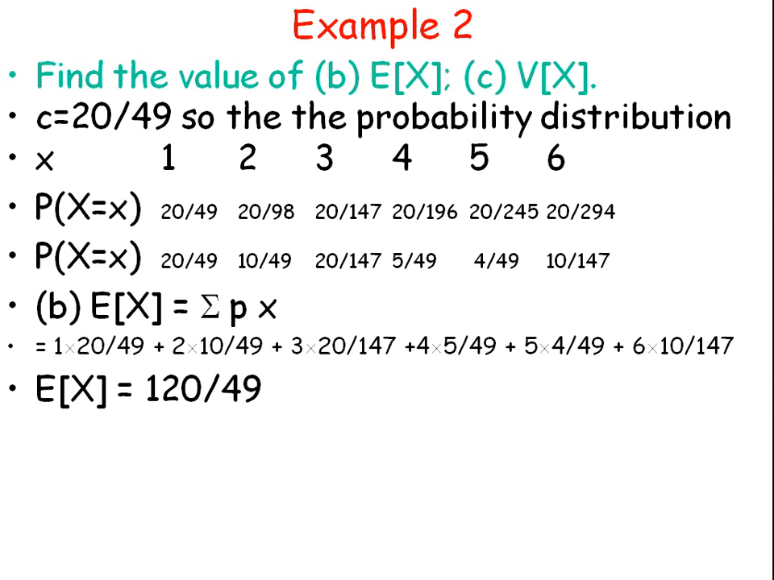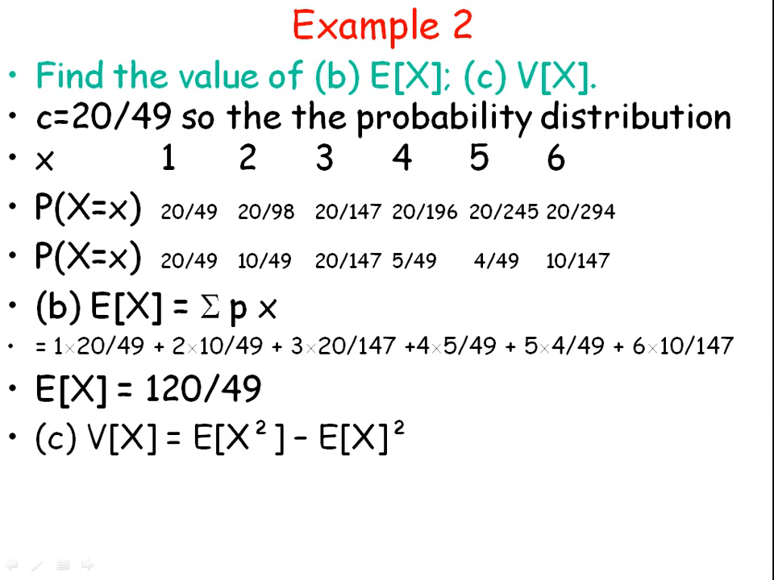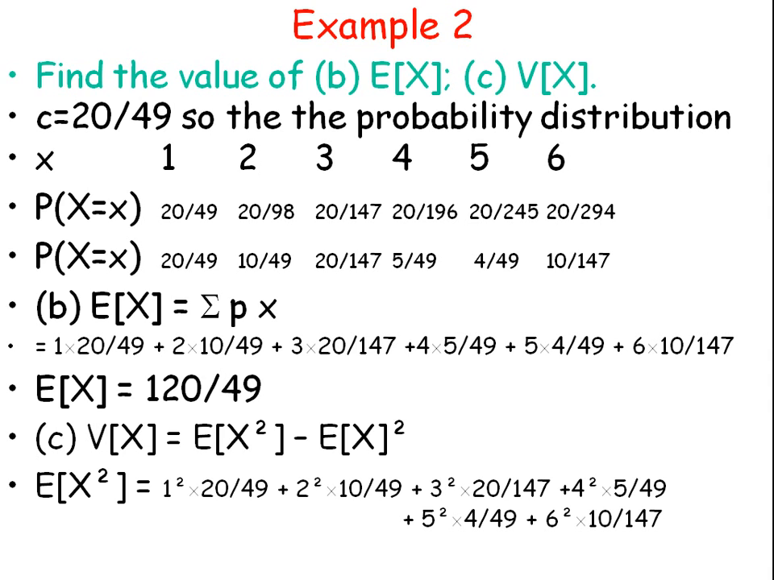For the variance, well, the formula we had for the variance was the expectation of x squared, take away the expectation of x, squared. And that was timesing each probability by the square of each x value. Well, that's the expectation of x squared bit, and add those up, and then take away what we've already worked out, squared. So the expectation of x squared would be 20 over 49 times by 1 squared, plus 10 over 49 times by 2 squared, and so on. And then I have to take away the expectation of x all squared.